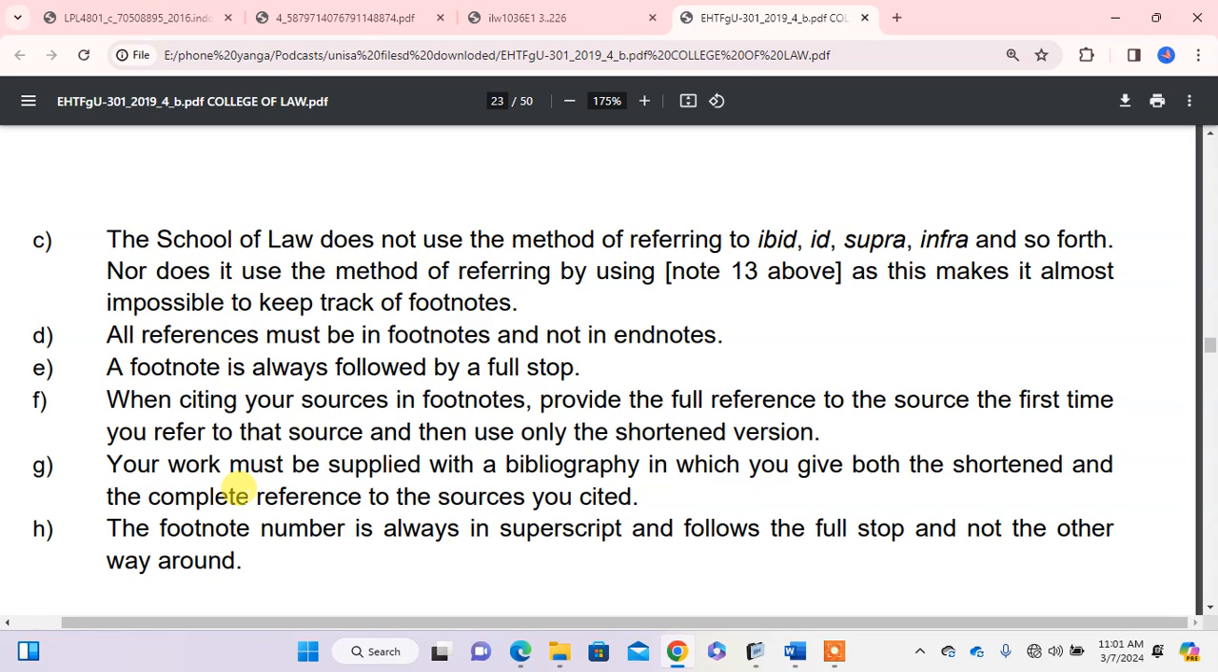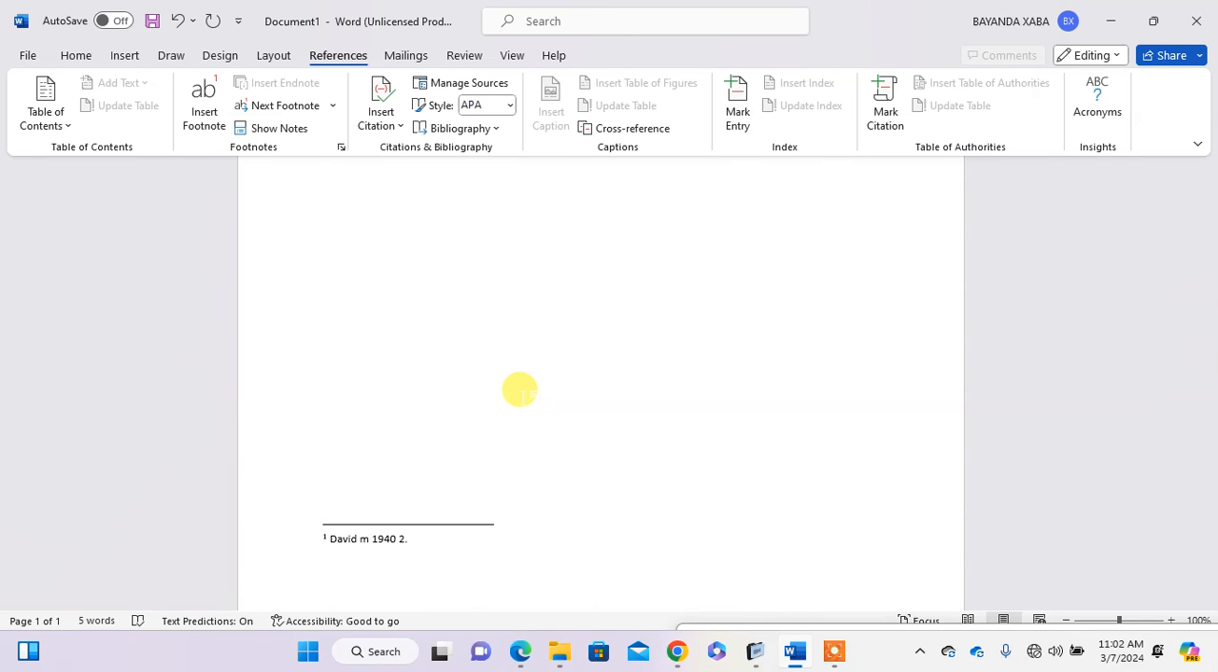And it says, when citing your sources in footnotes, provide the full reference to the source the first time you refer to that source, and then you use only the shortened version. They are saying that the first time I used David M to reference, maybe I found something in David M's book, and now I want to insert another reference. Then I'm inserting another footnote. It means that this time I'll just say David, and I state the page number, maybe 480, and then a full stop. That's what they are talking about.